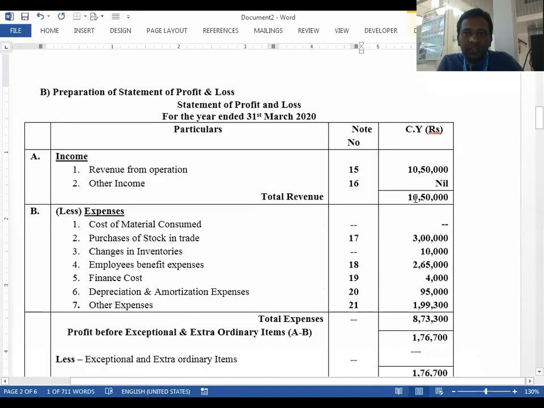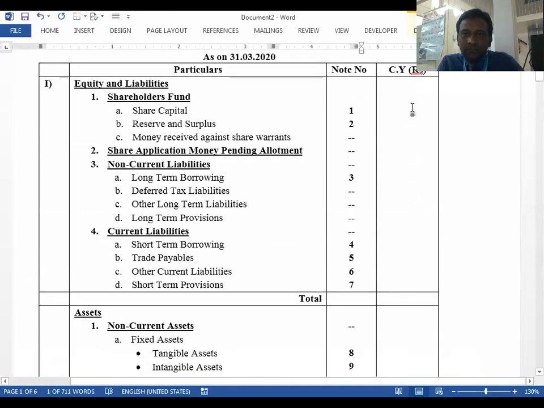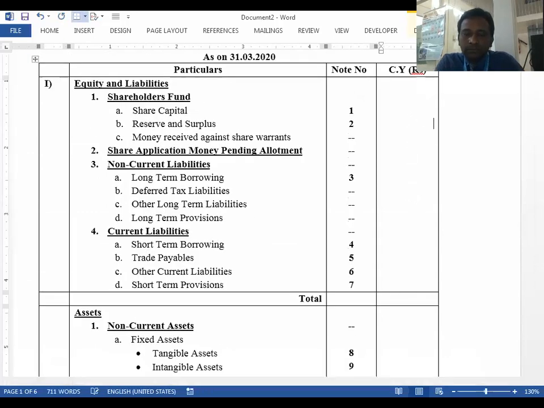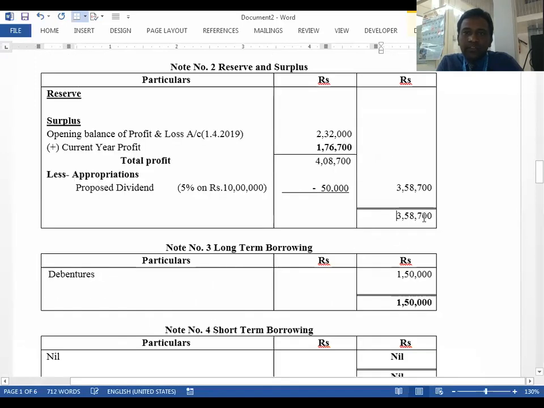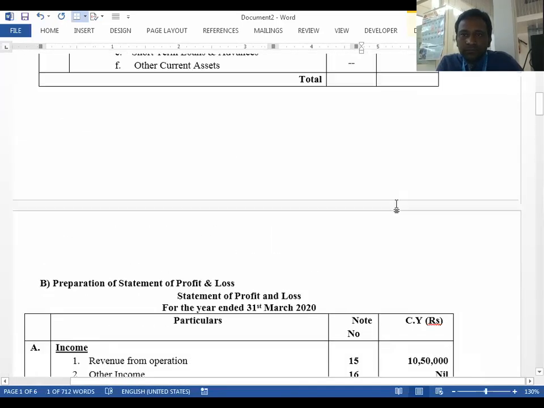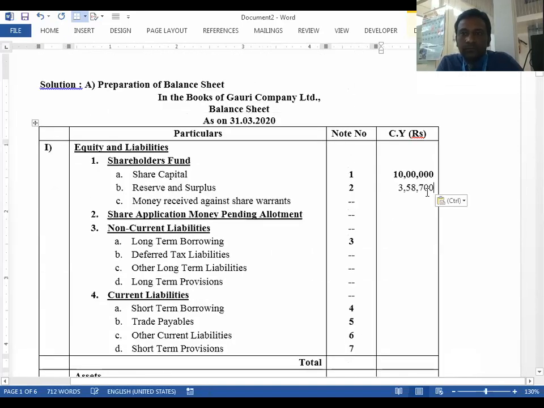Share capital. Then reserve and surplus. Long-term borrowing. There is none, I think; debentures are not given here.